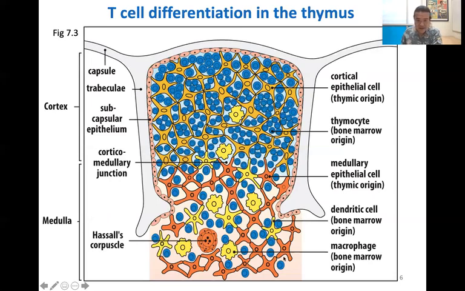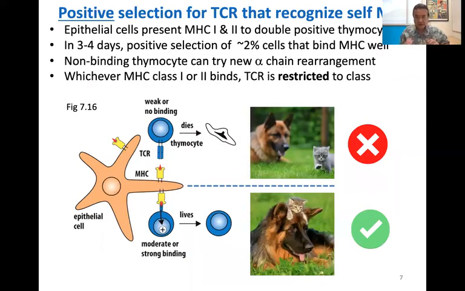So then they migrate down to this medulla region of the thymus, where different cells, like these darker orange epithelial cells, begin to do the task of helping them finish their training and decide if they're going to be cytotoxic killer T cells or helper T cells. So let's talk about this positive and negative selection, right?